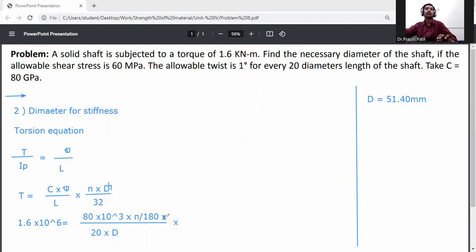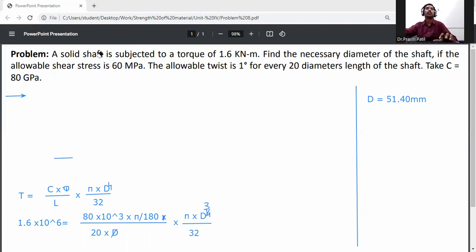So the polar moment of inertia is pi into d raised to 4 divided by 32. One d gets cancelled, and this becomes d cube.